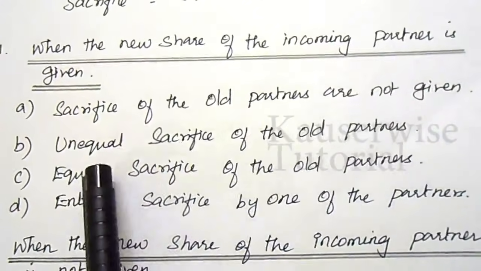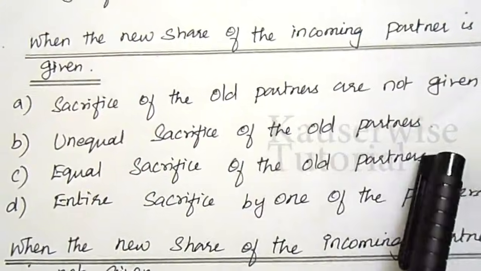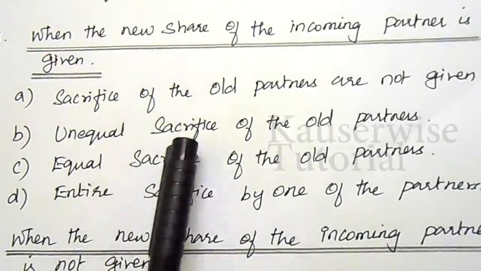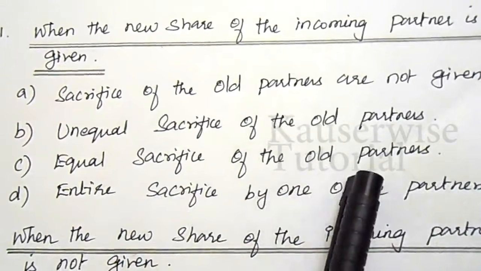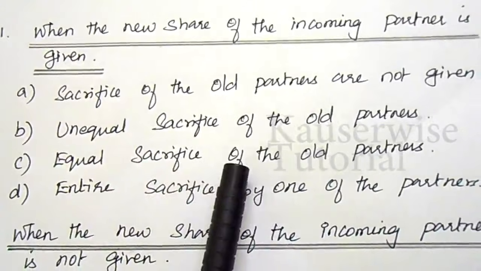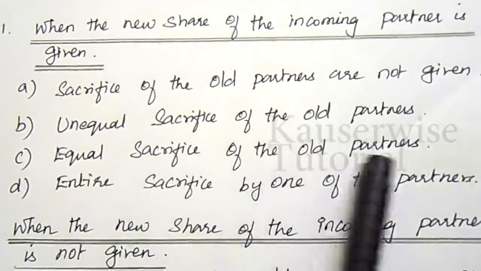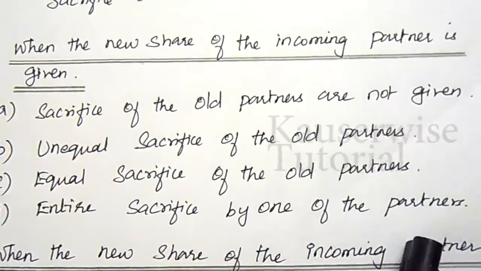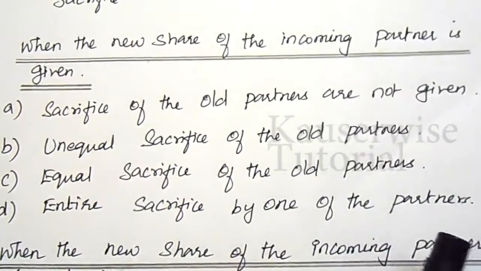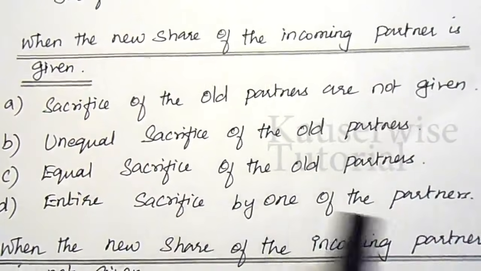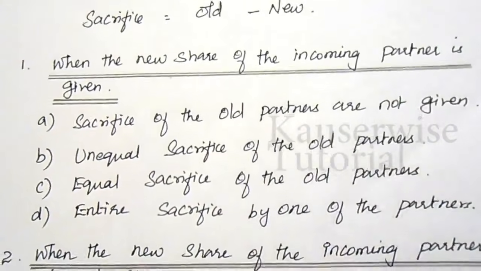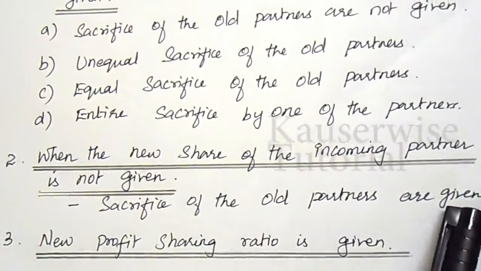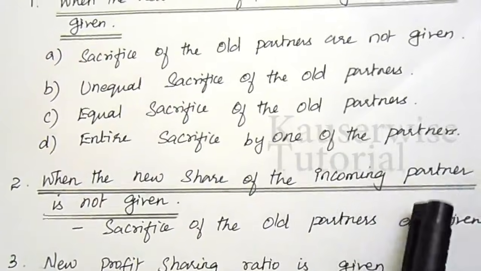And second one, unequal sacrifice of the old partners. The old partners' sacrifice will be given in the problem, but the proportion will be unequal. The third one is when the old partners' sacrifice is given in the problem, that is, equal sacrifice of the old partners. Then the last one is entire sacrifice by one of the partners. So among the two or three partners, only one partner will sacrifice some share to the incoming partner. So these are the different scenarios for calculating the new profit sharing ratio and sacrifice ratio. Let us see examples for each separately.